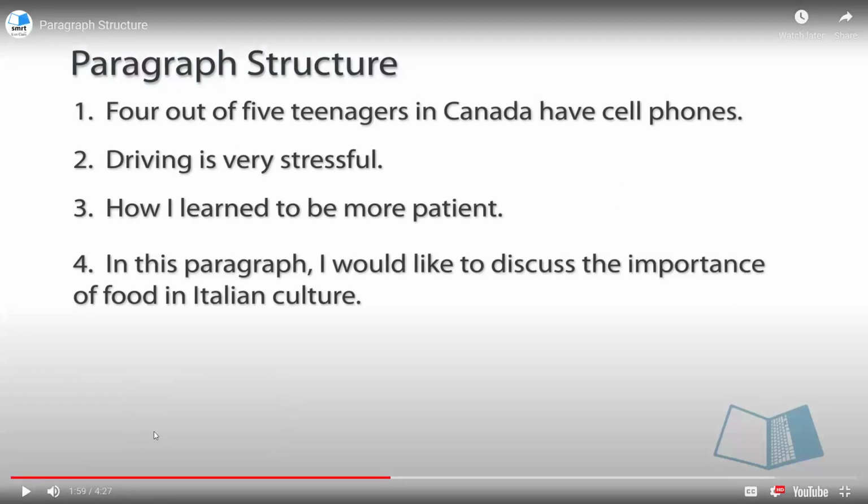4 out of 5 teenagers in Canada have cell phones. That's a fact. I don't know that it's a topic sentence. Driving is very stressful. I'm not sure. How I learned to be more patient. That sounds more like a title than a topic sentence. In this paragraph, I would like to discuss the importance of food in Italian culture. I think that's intended to be a topic sentence. Let's see what he says.